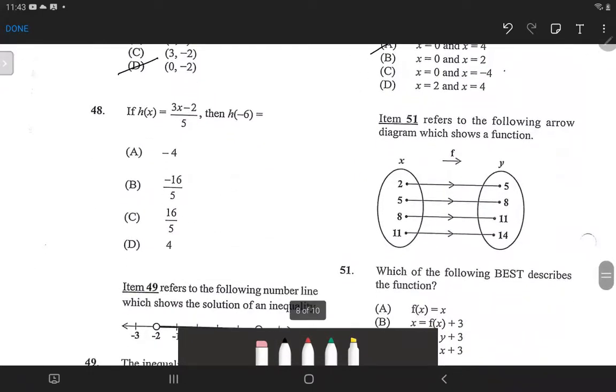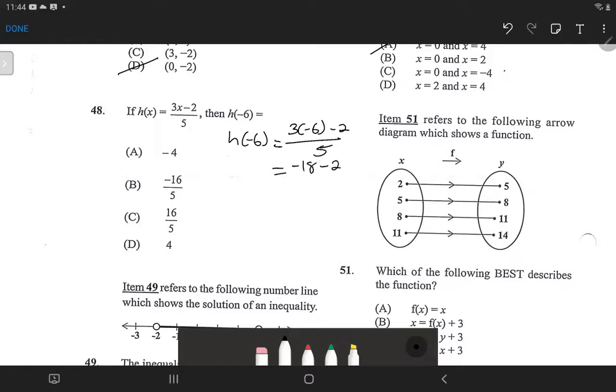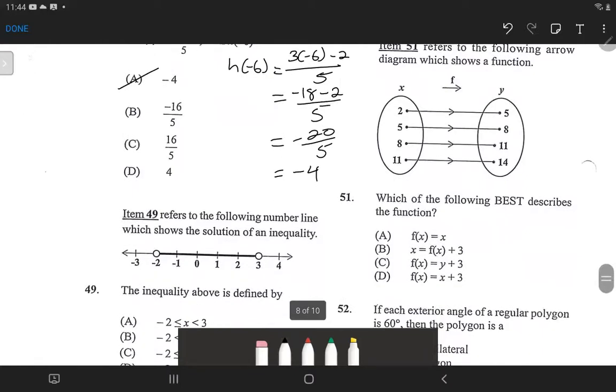If h of x is equal to 3x minus 2 over 5, then h of -6 is equal to, so h of -6, it's 3 times -6 minus 2 over 5. 3 times -6 is -18, minus 2 over 5, that's -20 over 5, which is -4. That's A.